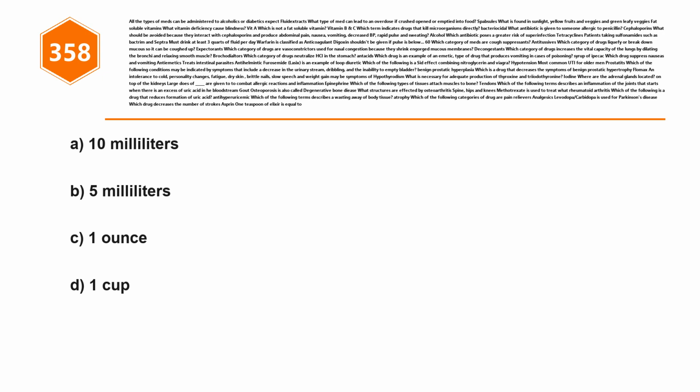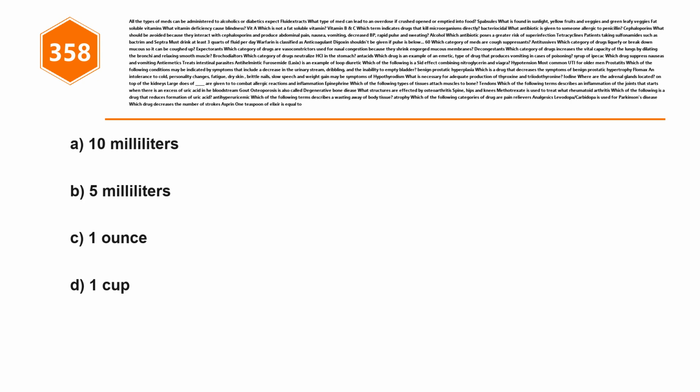Capsules, what is found in sunlight, yellow fruits and veggies and green leafy veggies? Fat-soluble vitamins. What vitamin deficiency causes blindness? Vitamin A. Which is not a fat-soluble vitamin? Vitamin B and C. Which term indicates drugs that kill microorganisms directly? Bactericidal.